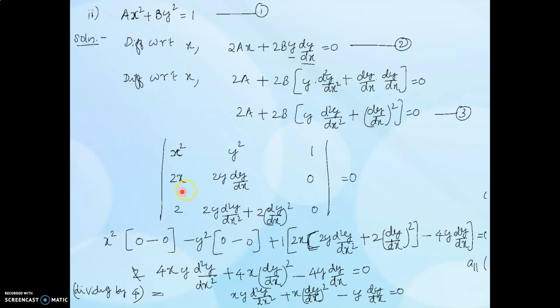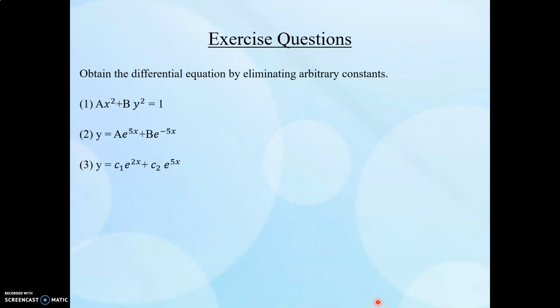Now the determinant value you can find by expanding like this. So you are getting 4xy d square y upon dx square plus 4x dy upon dx whole square minus 4y dy upon dx is equal to 0. You can remove this 4. So you will get xy d square y upon dx square plus x dy upon dx whole square minus y dy upon dx is equal to 0 is the answer for this question.